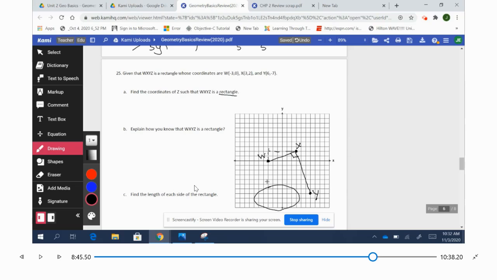Okay. How do I know that it's a rectangle? Well, we're going to get to that.